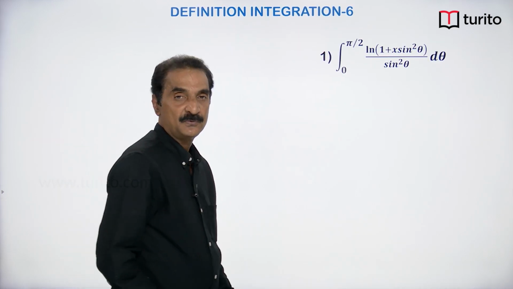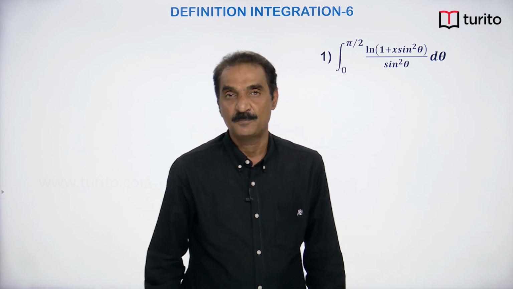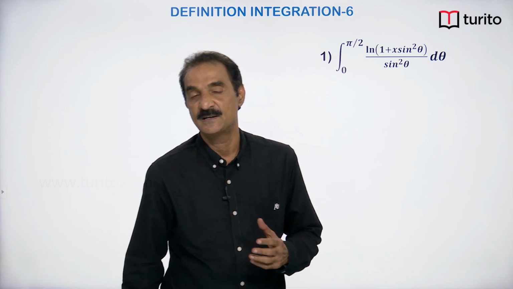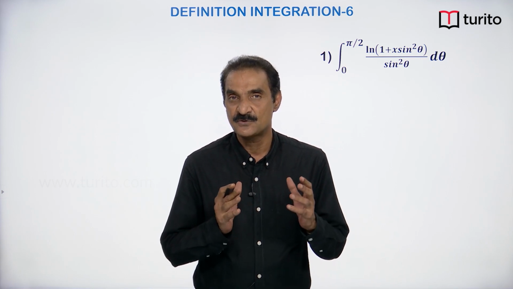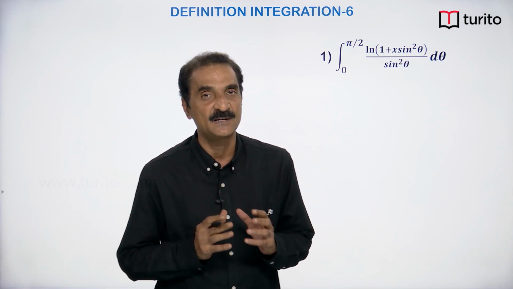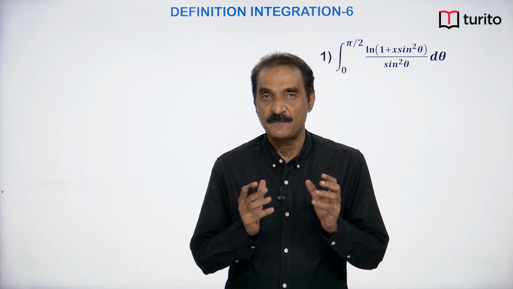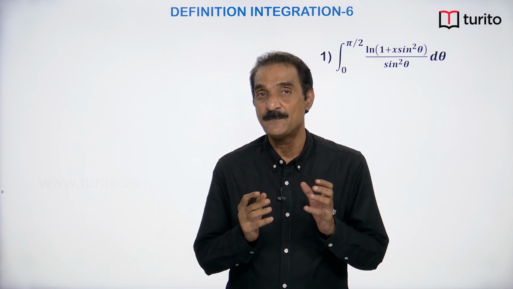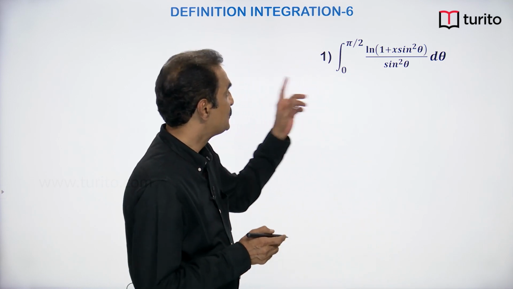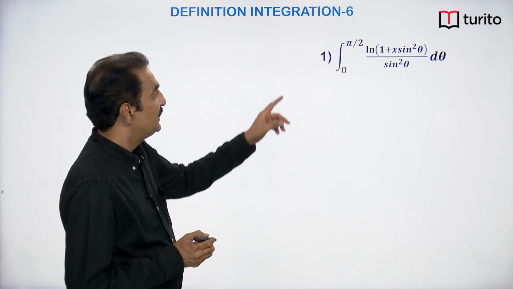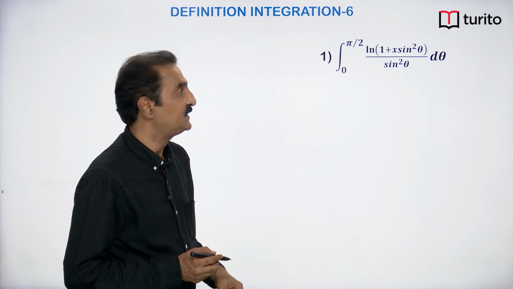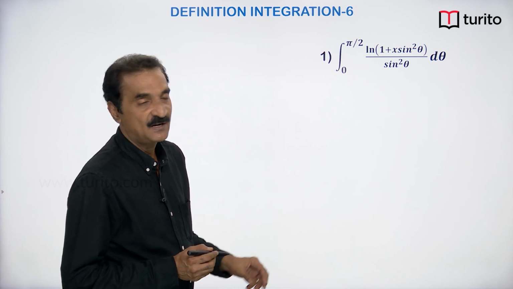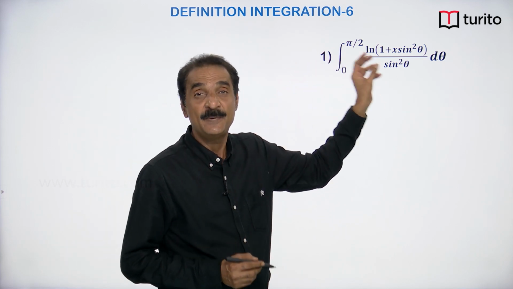We are going to continue our problem solving on properties of definite integrals and inequalities in definite integrals, and we have also discussed one method in which we can find the definite integral by using differentiation. This question is the integral from 0 to pi by 2 of log of (1 plus x sin square theta) by sin square theta, where x is a parameter independent of theta.